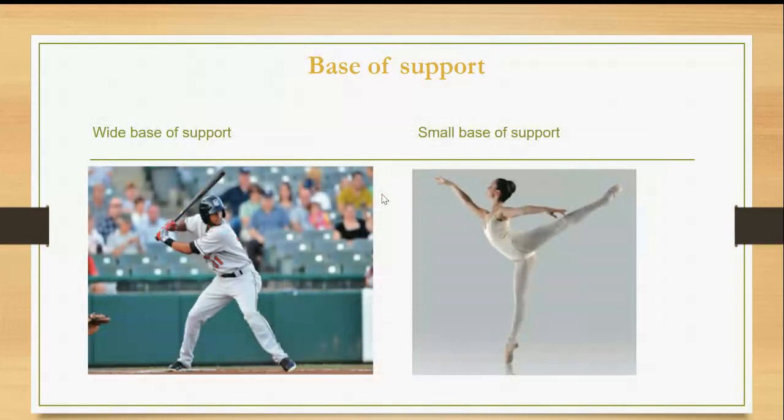The baseballer has a very wide base of support that allows him to swing his trunk and his upper body around at a very fast speed and very accurately in order to hit the small baseball that is coming his way. So that wide base of support allows for all that movement to occur in a controlled manner. If this ballerina was attempting to hit a baseball that was coming to her whilst in that position, she would find it incredibly difficult because she has a very small base of support, therefore very low stability.